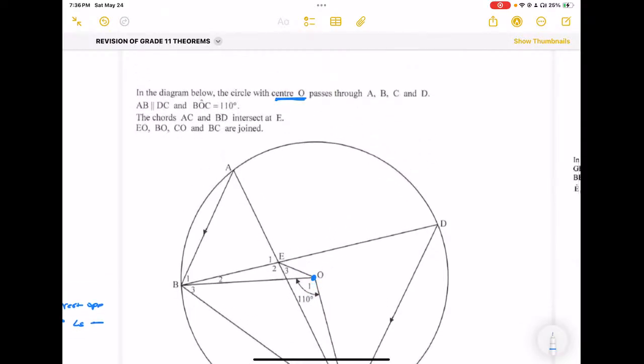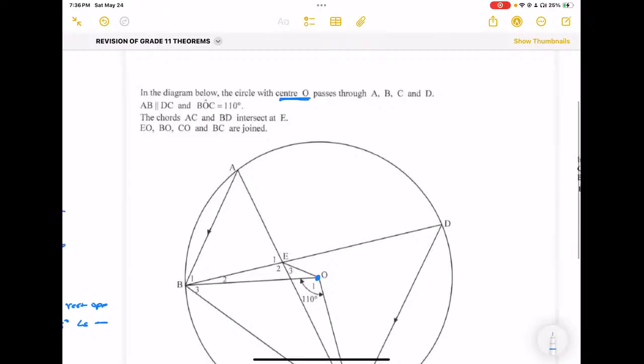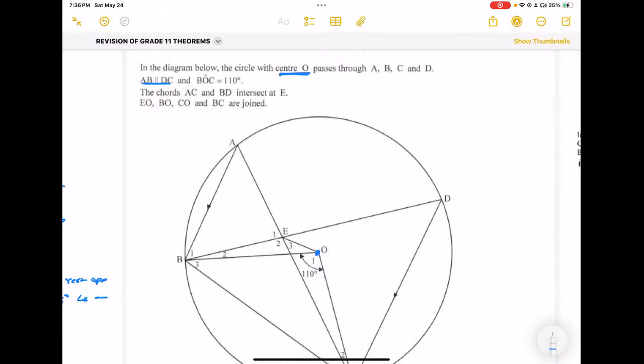But another keyword is going to be this one, parallel lines. Which lines are parallel? This one and this one, right? So I've got parallel lines now. It's another keyword. And then BOC equals 110 degrees. Here is the 110 degrees, right? So it means that we've got that one. It's not really a keyword, but it will help us, right? So we have to talk about that 110.